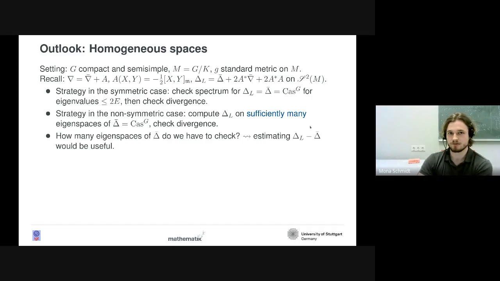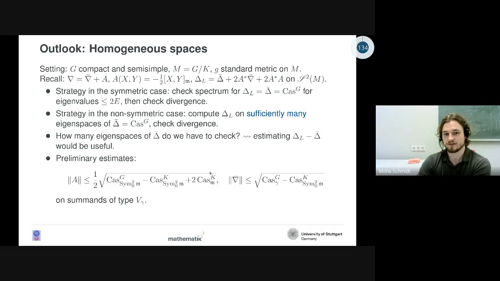And I've done some preliminary computations. So we can write the difference as depending on this A tensor and also on this Ambrose-Singer connection here. So we can estimate this roughly by some combination of Casimir operators. And yeah, note that here we have a peculiar side, namely an operator norm of a nabla operator.